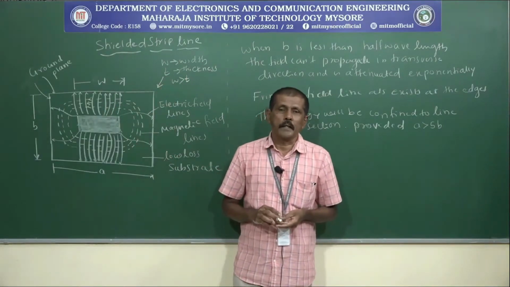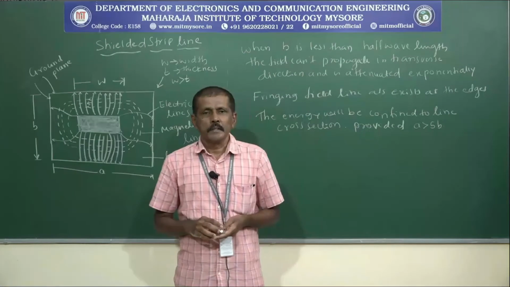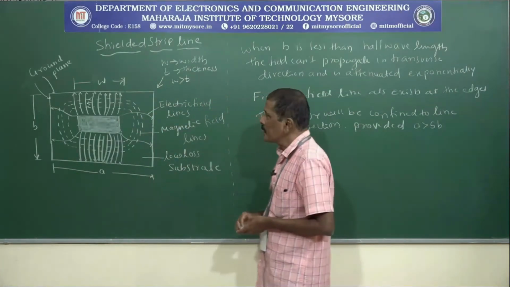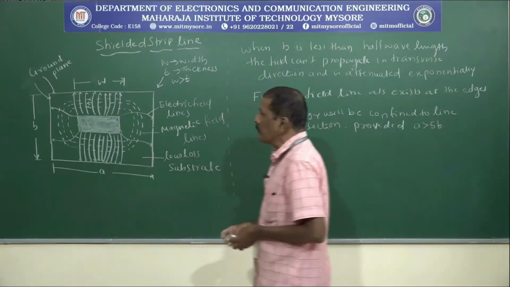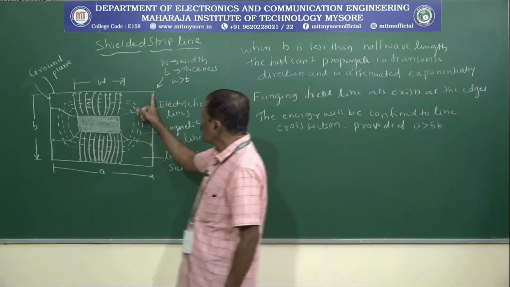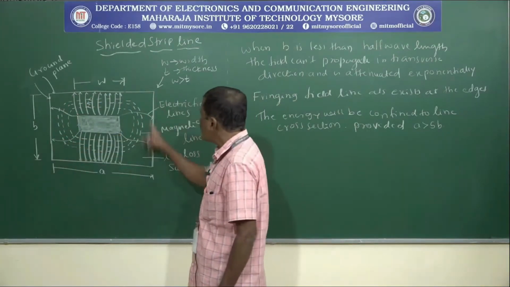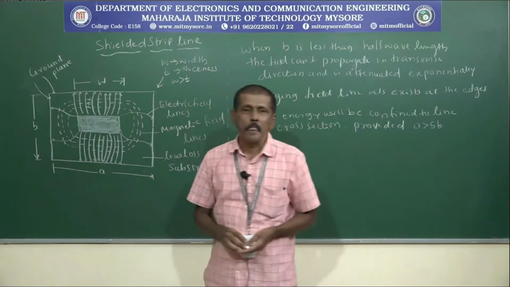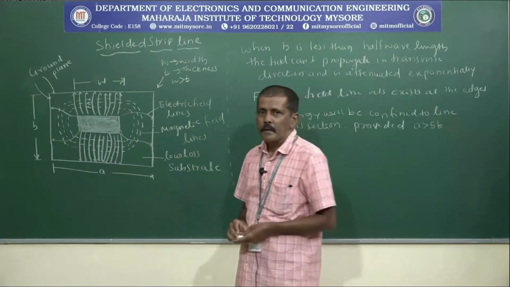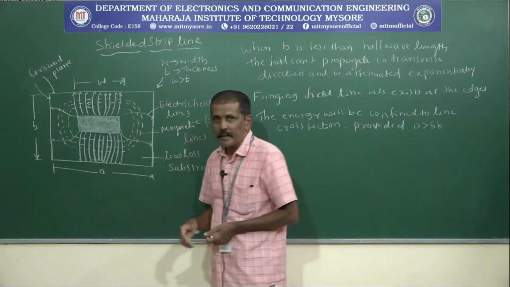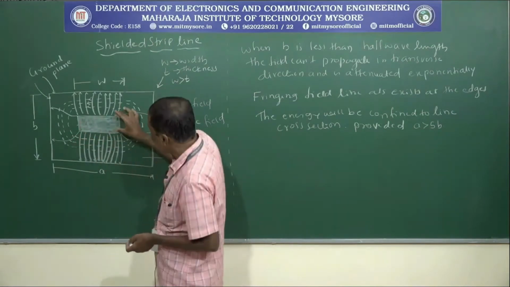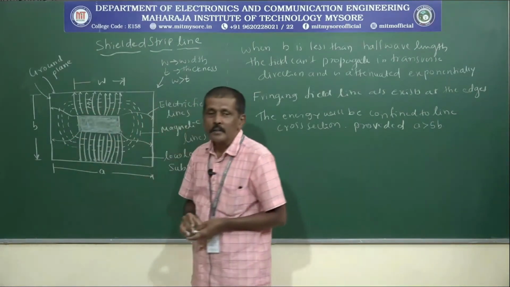Now we will study another type of strip line, that is the shielded strip line. The construction details of this strip line are shown in this figure. This square block is a dielectric substrate. On this dielectric substrate, the shaded rectangular block shown is a strip line.